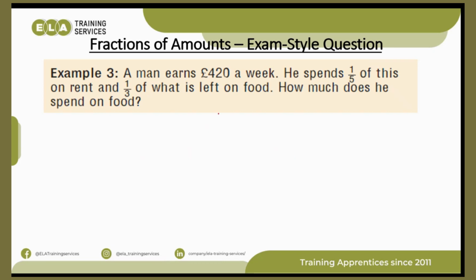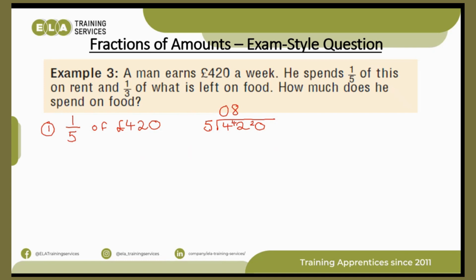So it's about breaking down the question to understand what's being asked of you. So he spends 1/5 of this on rent. So we need to do first 1/5. So step 1, 1/5 of 420. So like we've just done, we do 5 into 420 because we're doing the division. So 5 into 4 is 0 times. 5 into 42 is 8 with 2 left over.